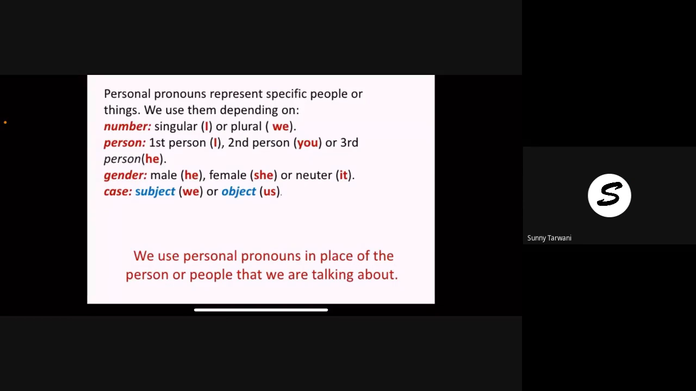Anyone else? For male we use he, for female we use she. Neuter means non-living things, we use it. For one person I, for plural we. Second person is you.